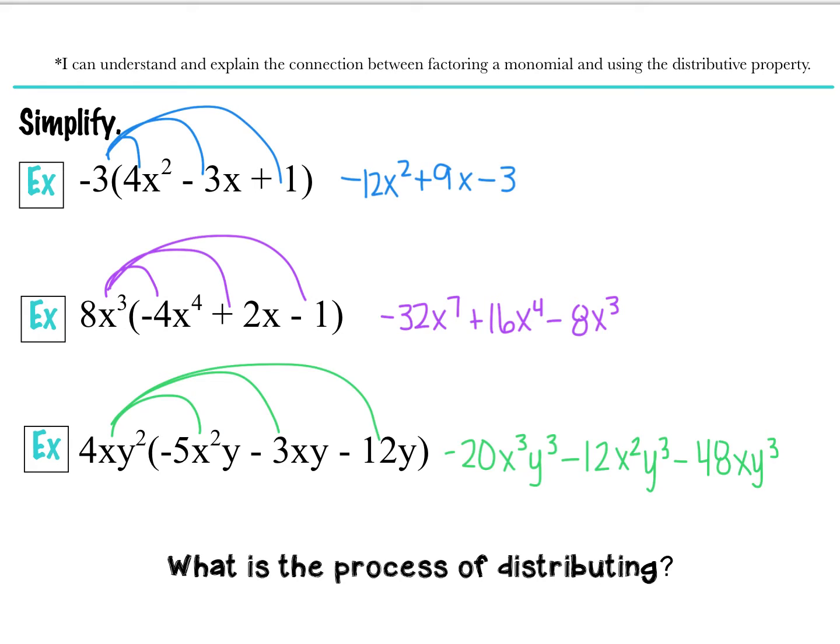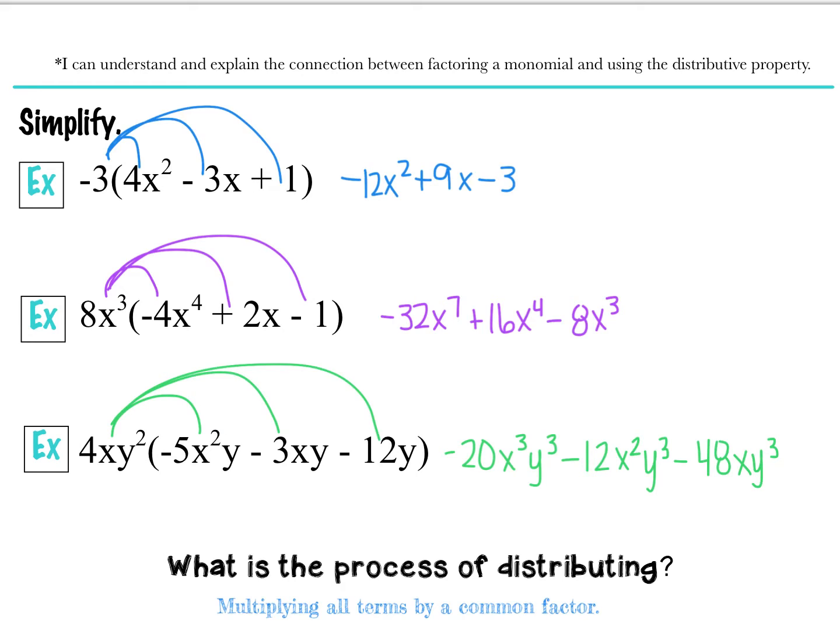And so each one of these are different variables. Even though they all have y to the 3rds, they only can be combined if their variables look the exact same. So none of them have the same x's and y's. So when I think about the process of distributing, I want you to, in your own words, say what distributing means to you.